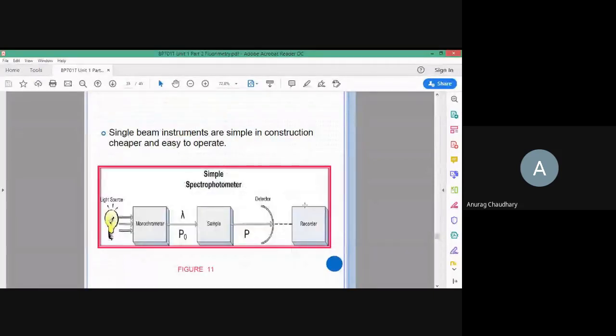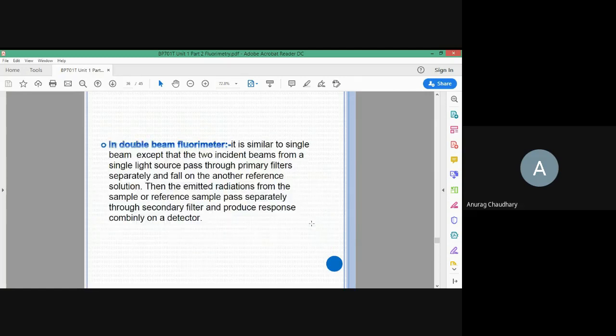Now, the single beam instrument is of the following type, as you can see in this diagram. The light source emits the light which passes through the monochromator, that is the filter, and then the light after passing through this monochromator goes to the sample, which goes to the detector, and finally to the recorder.